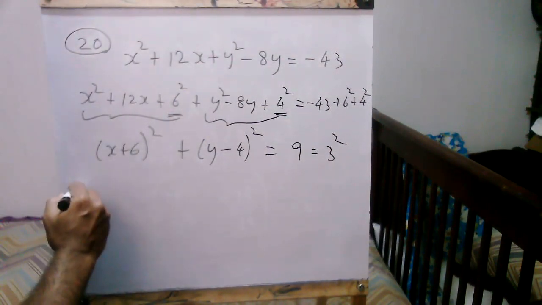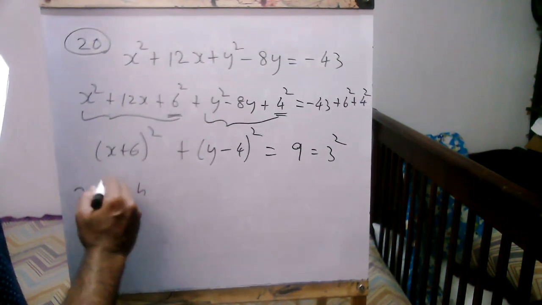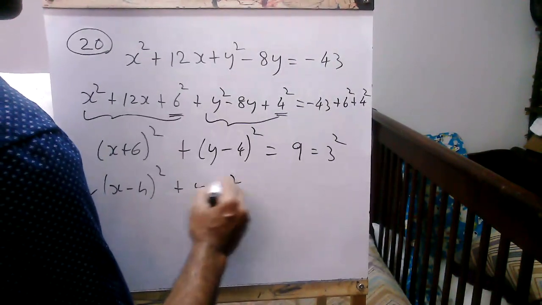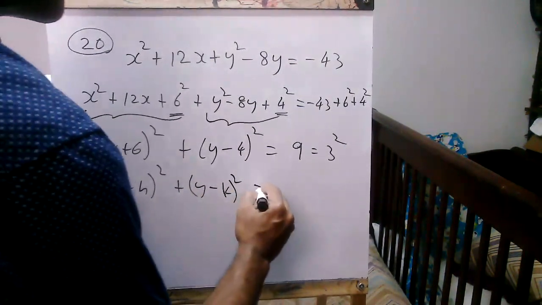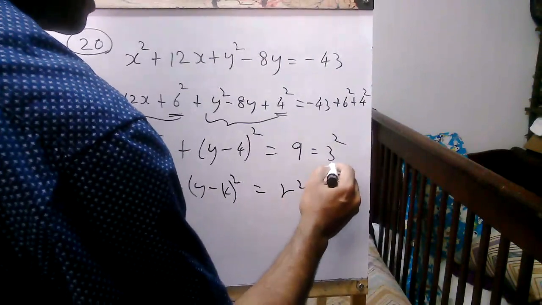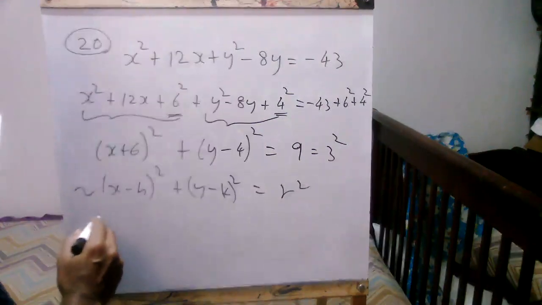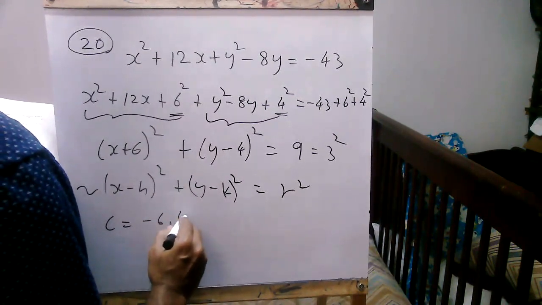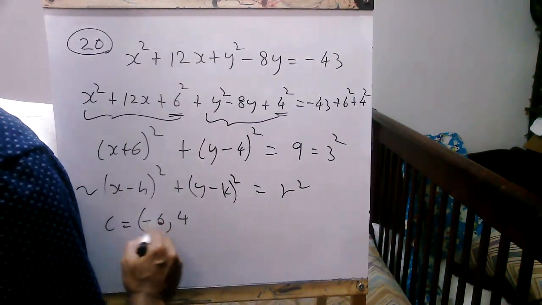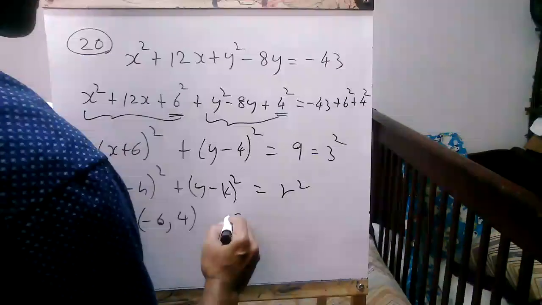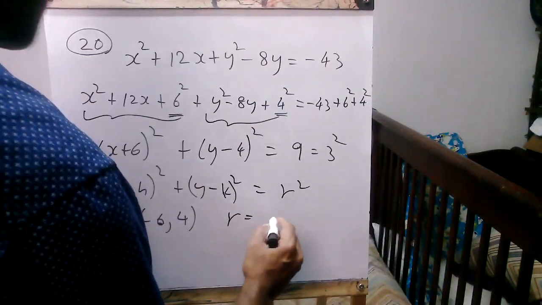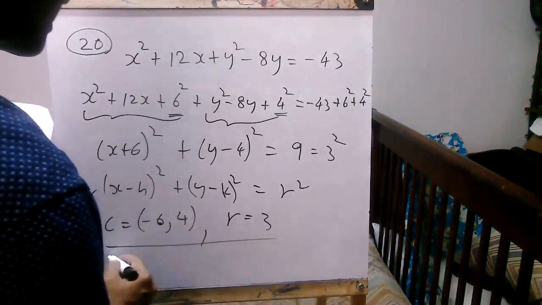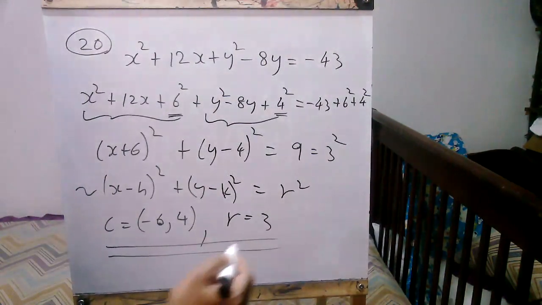So this is of the form (x minus h) squared plus (y minus k) squared equals r squared. Comparing this, we can say the center is negative 6, 4 and the radius is equal to 3. This is the final answer, and the answer choice is E.